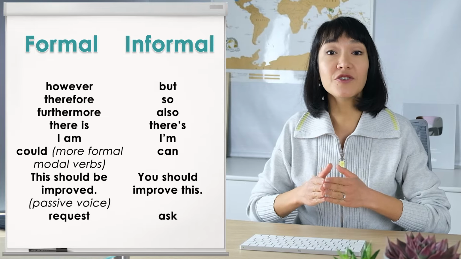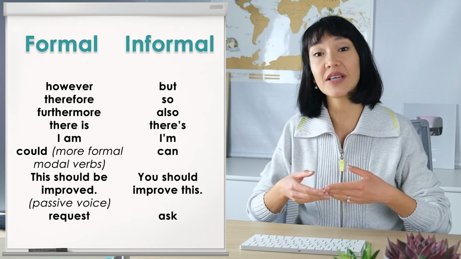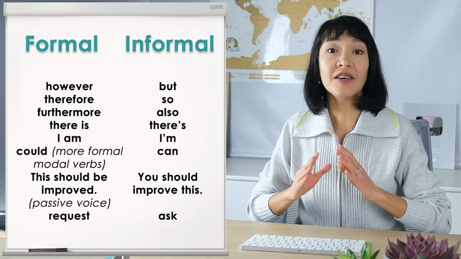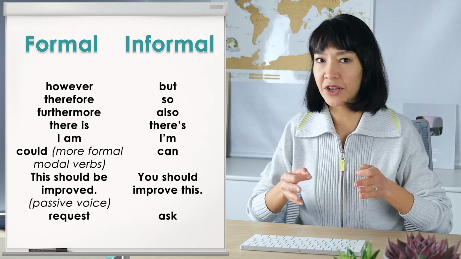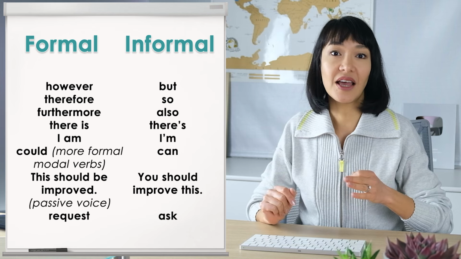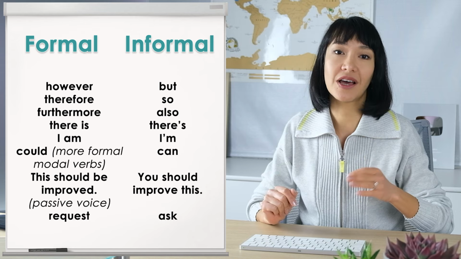If the letter is formal, then our sentences will tend to be complex with the use of linking words such as however, therefore, and furthermore. There will be no contractions or short forms of any grammatical structures. So it will be there is and not there's, I am and not I'm.